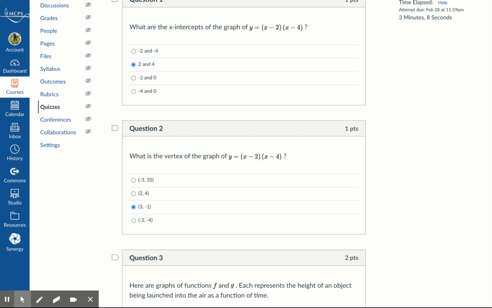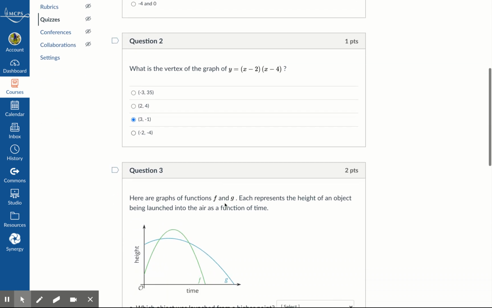If I had more than one option, I'd have to plug that 3 into my equation for x and then find the y value. So if I plug in a 3 here for x, that would be 3 minus 2 times 3 minus 4. Well, 3 minus 2 is 1. 3 minus 4 is -1. And 1 times -1 is -1. So that's how I get the y value.